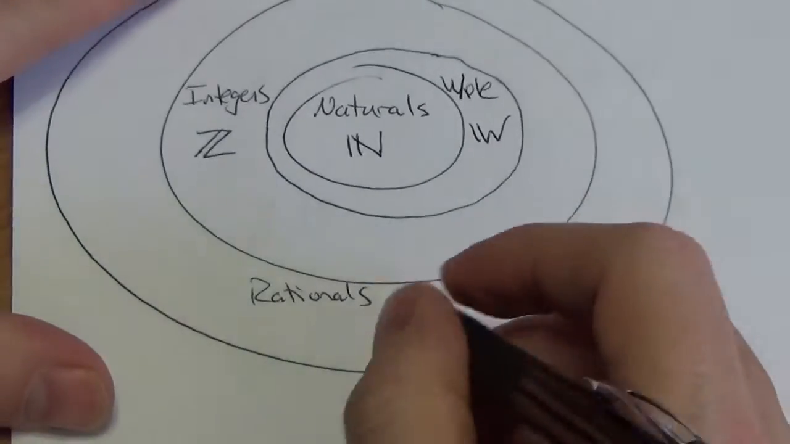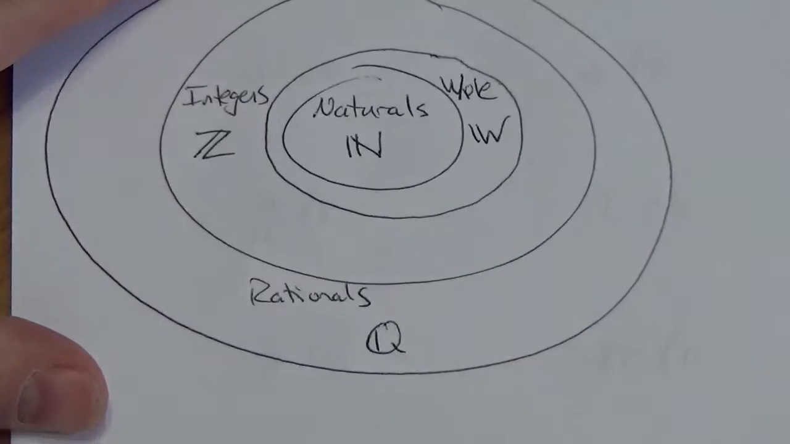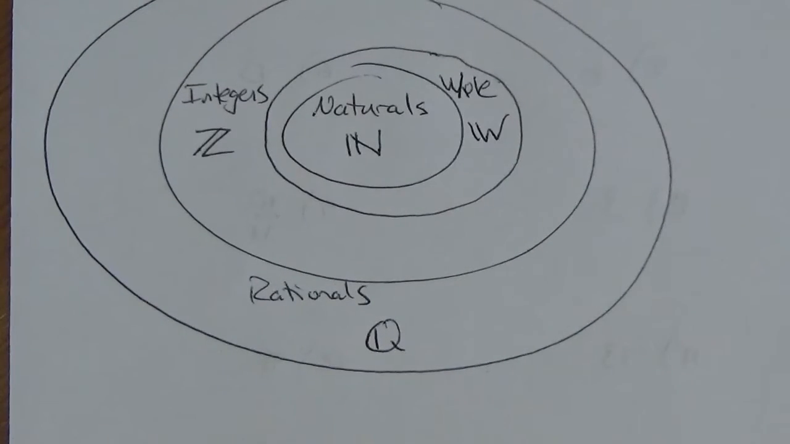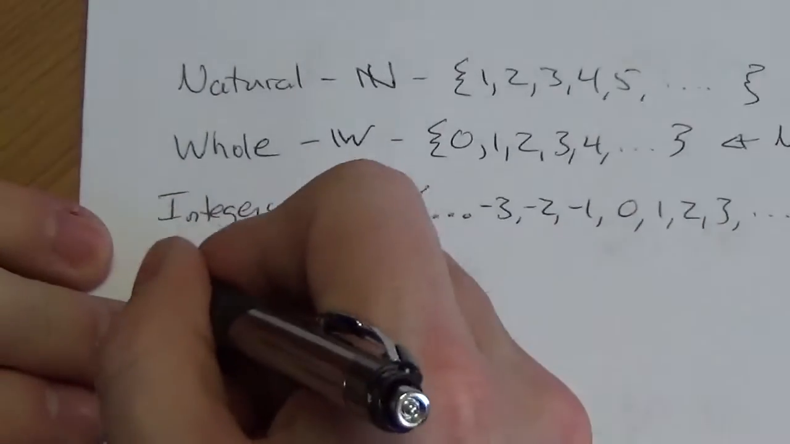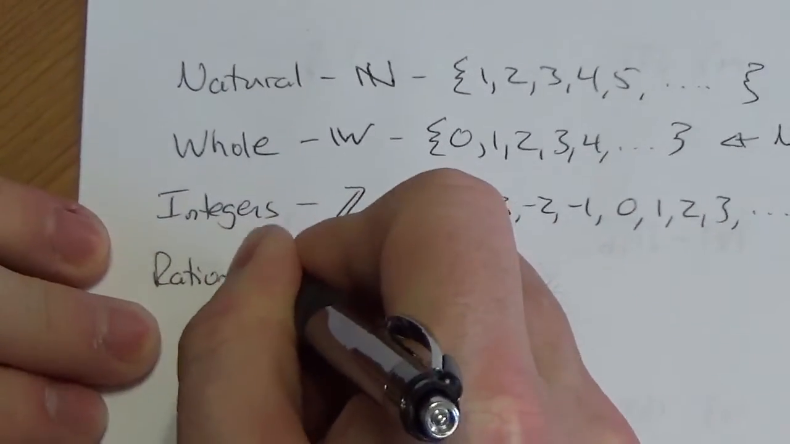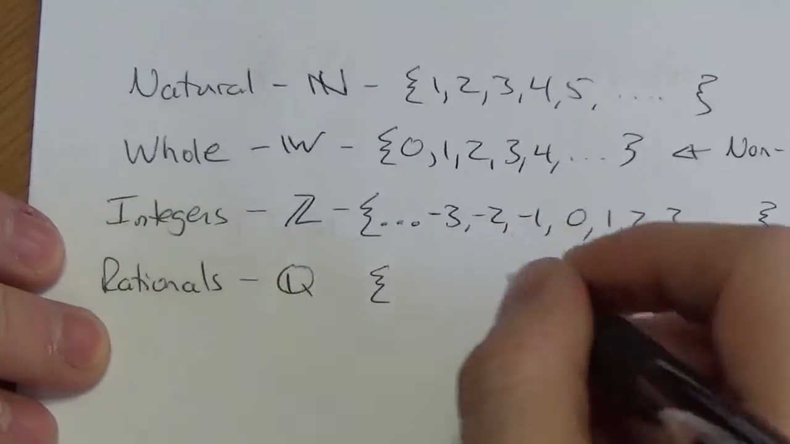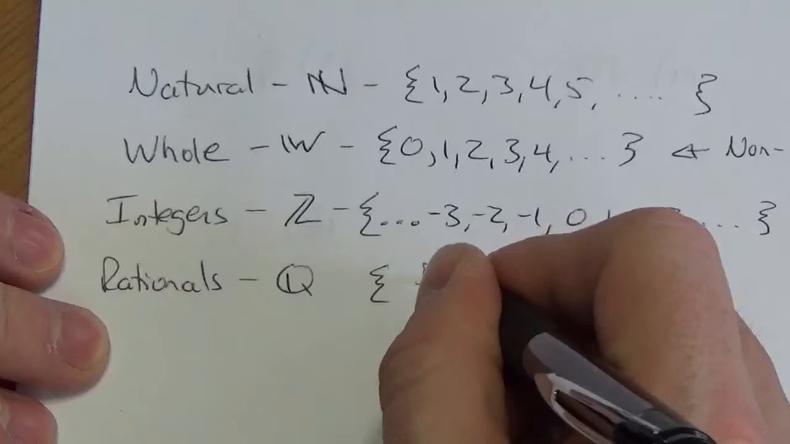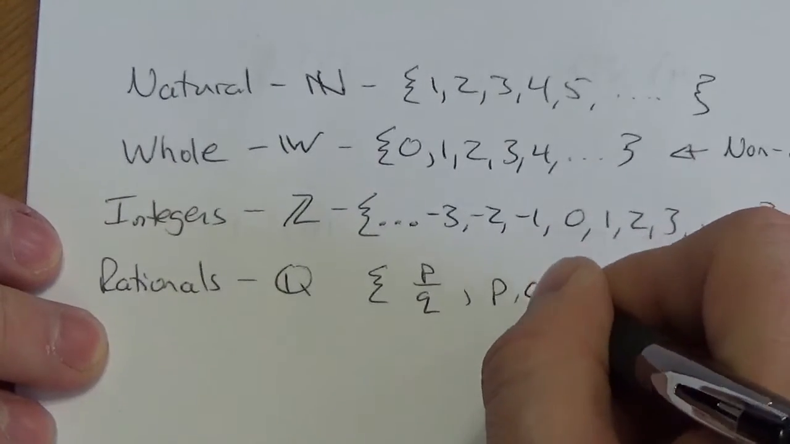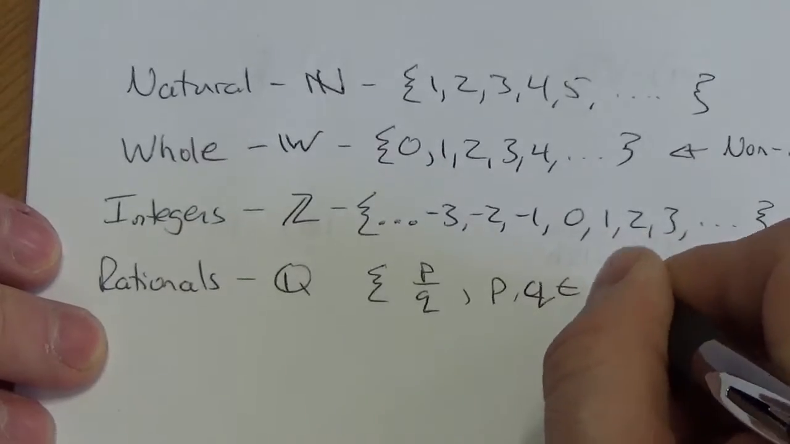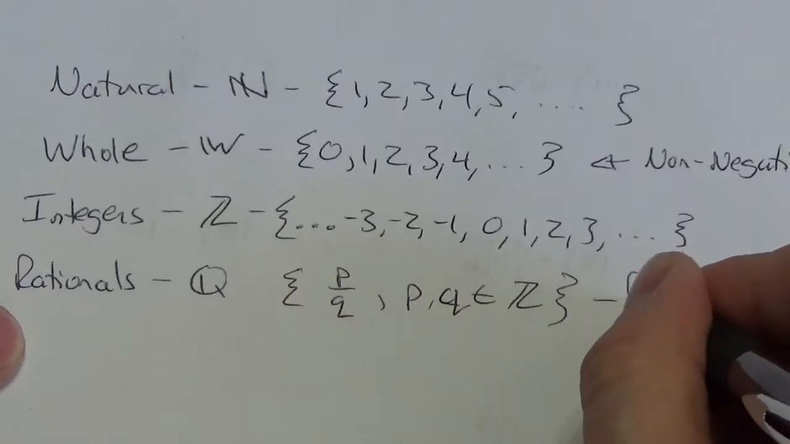Okay? And rationals, and we use the symbol, obviously, a Q for rationals. Not exactly sure why we use the Q, but we use the Q for rationals. Okay, so down here, rationals. And what are rationals? Well, rationals are the set of numbers where we've got P over Q, where P and Q are both elements of the integers. Basically what we're talking about here are fractions.